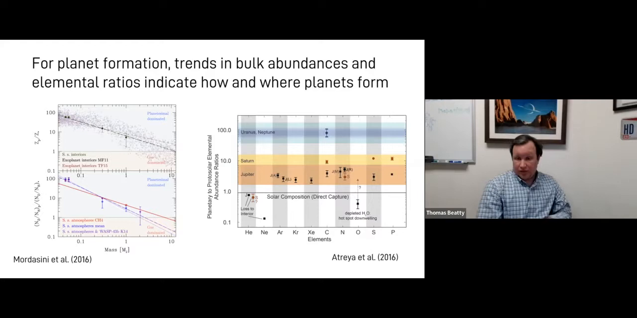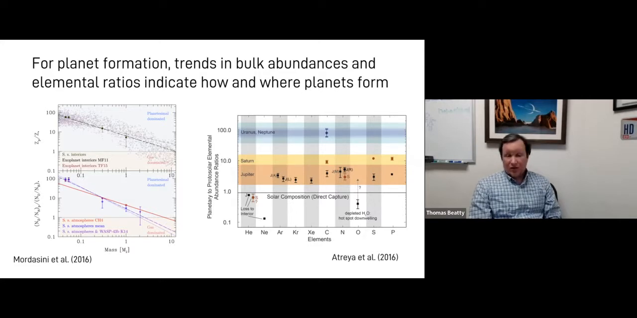So how do we actually do this? For planet formation, generally what we look for is, one, trends in bulk abundances. That's shown on the left. The expectation is that for most planet accretion scenarios, where planets form via accretion instead of gravitational instability, the bulk metallicity of an exoplanet will increase as the planet mass goes down. Pretty much as the planet mass goes down, you're mostly composed of these pebbles and solid material that's accreting, and not so much the gas, the hydrogen helium gas in the disk.